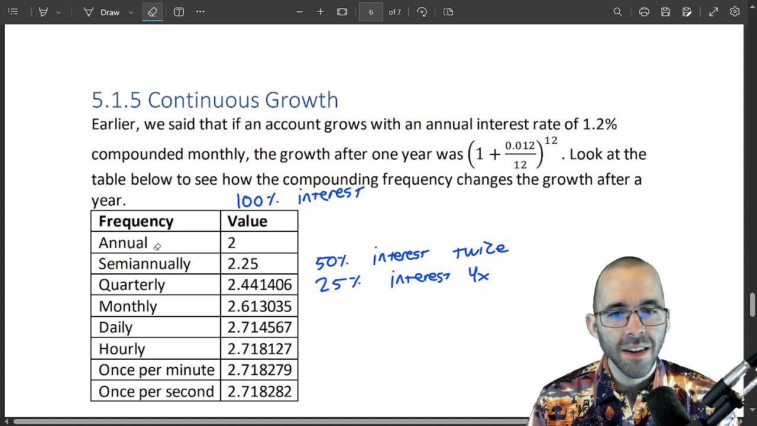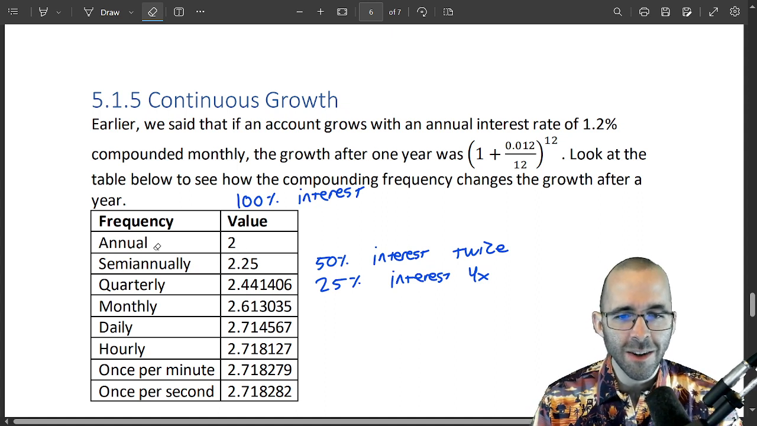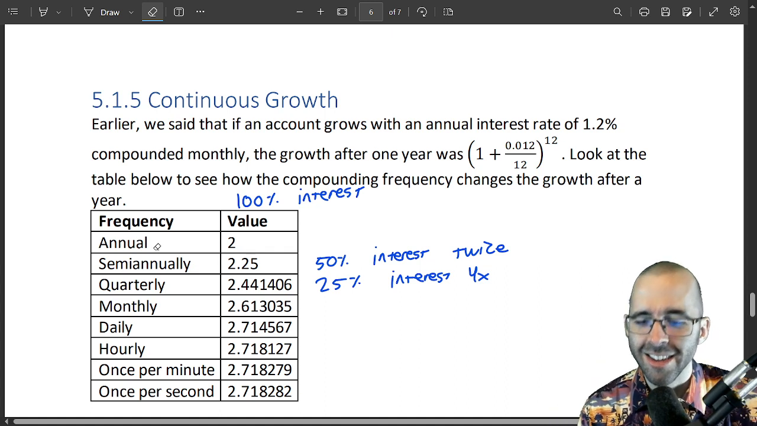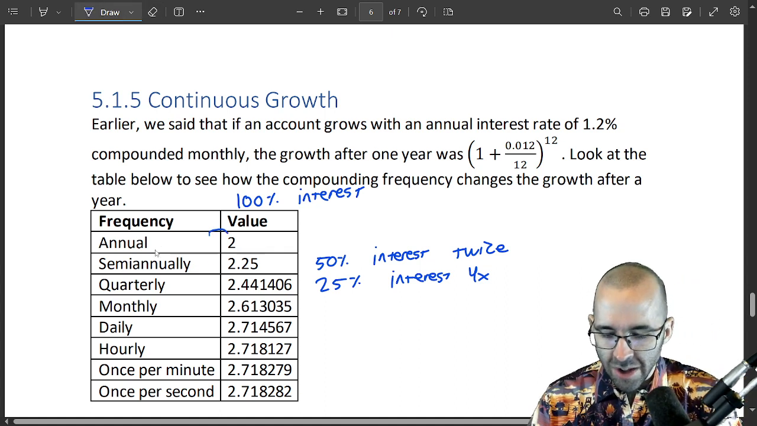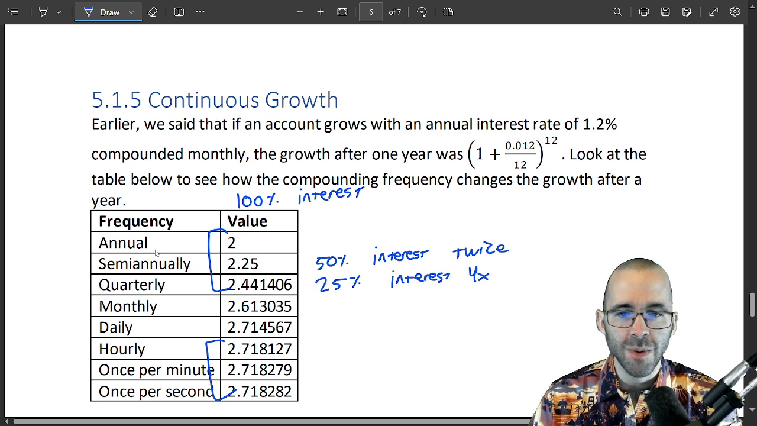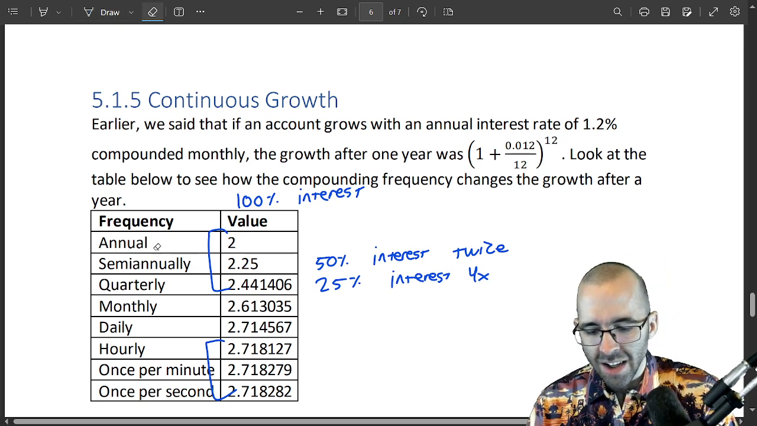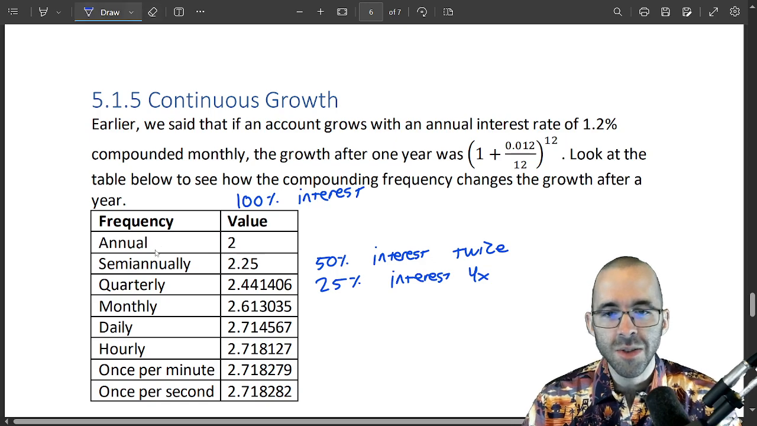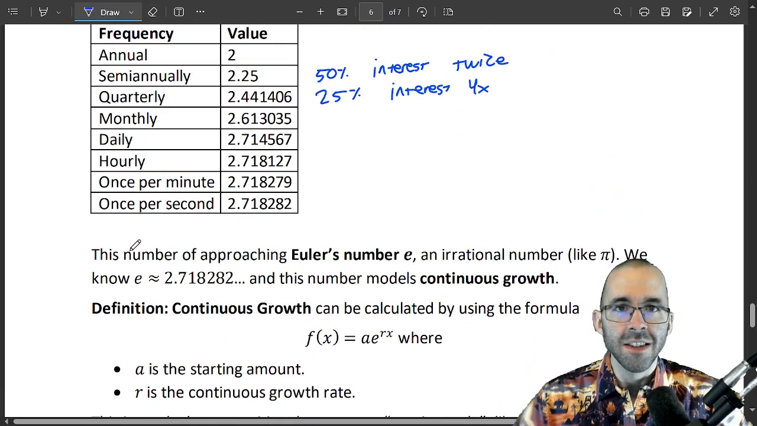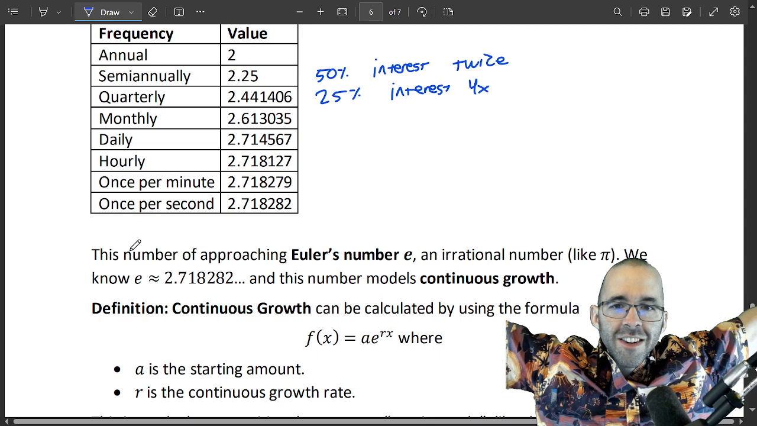But what's happening with these numbers? They're getting really close to something, right? The difference between these few is kind of big. The difference between these three is almost the same number. What number is it getting close to? Fanfare time.